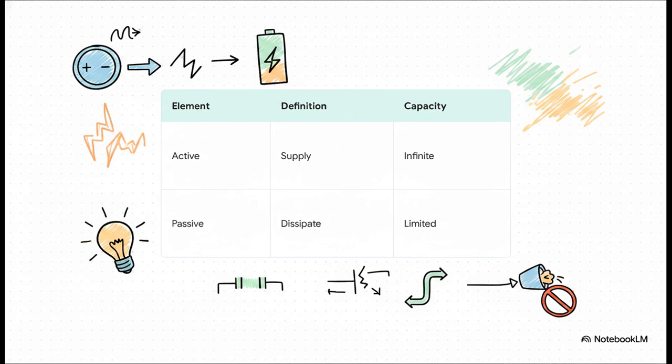Let's break that down nice and cleanly. Active elements, like your voltage and current sources, are basically the pushers. They're the ones supplying energy to the circuit, and theoretically, they have infinite energy handling capability. Passive elements, on the other hand, well, they're the terrain the current flows through. They either dissipate or store the energy, and their capacity to handle it is strictly limited.